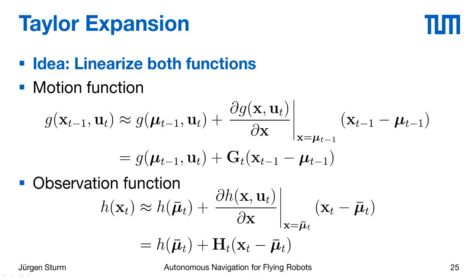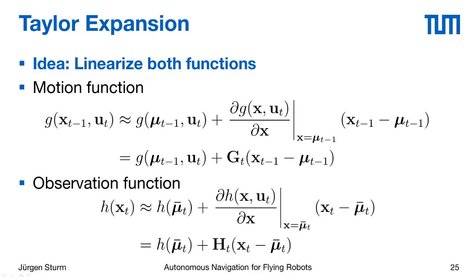And this derivative here is also called the Jacobian, and it is a matrix. So remember, g already gives us a vector typically if our state is multidimensional, and now we differentiate that with respect to the state again. And so we end up with an n by n matrix that we can multiply with the distance from our linearization point to get this first order Taylor expansion. Good. The same can be done with the observation function.